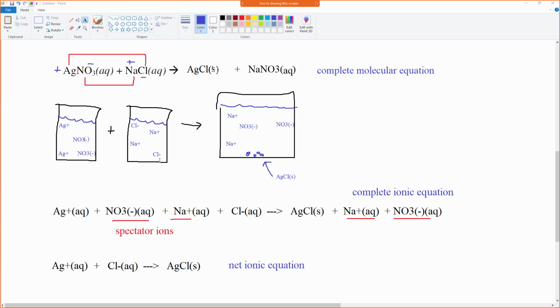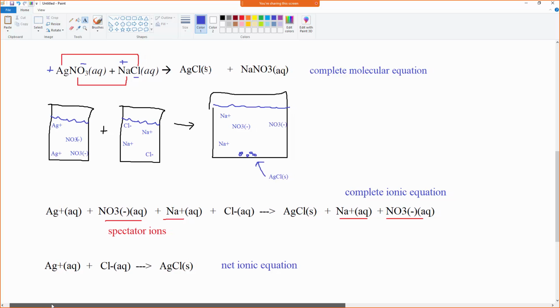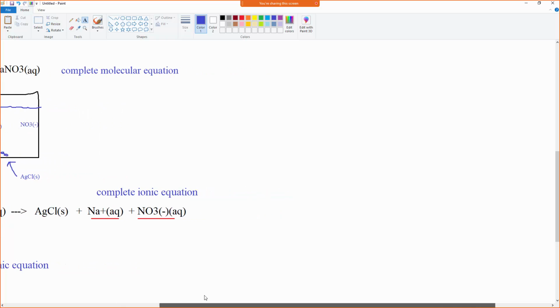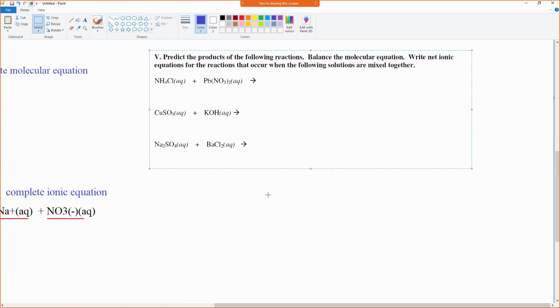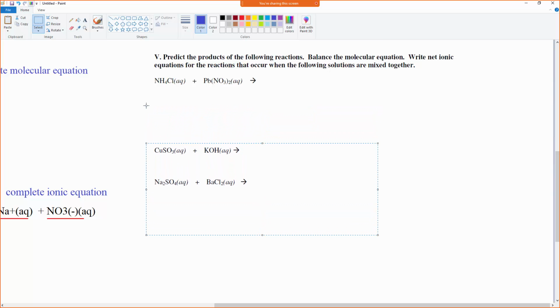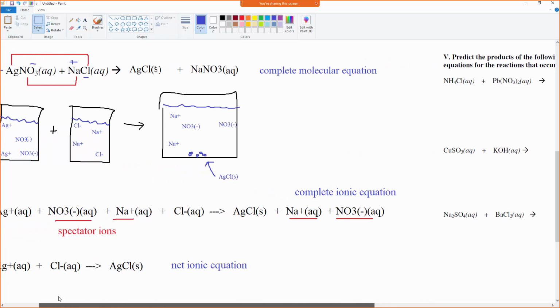So let's look at our worksheet. We're at section 5, and we're gonna do exactly this with our stuff from section 5. We have 3 equations. I'm gonna give us some extra space here. We want to balance them, predict the products, balance them, and then write the net ionic equations.